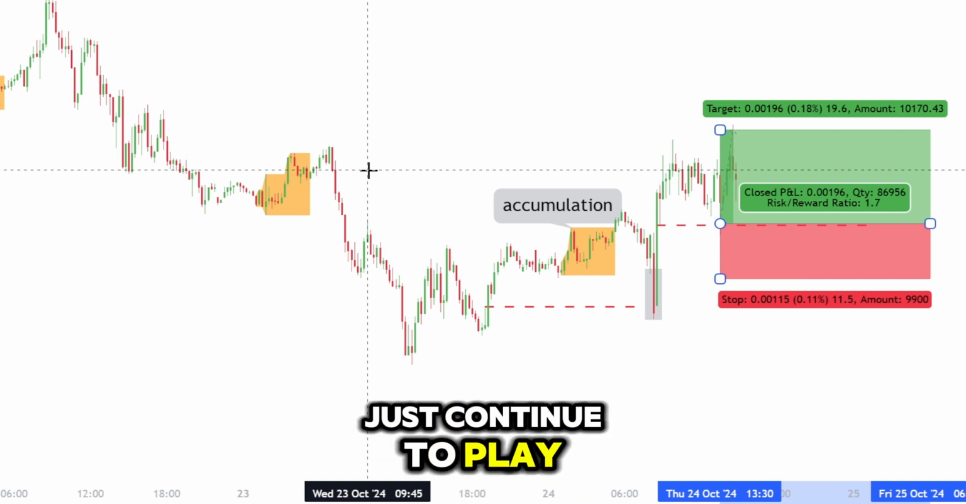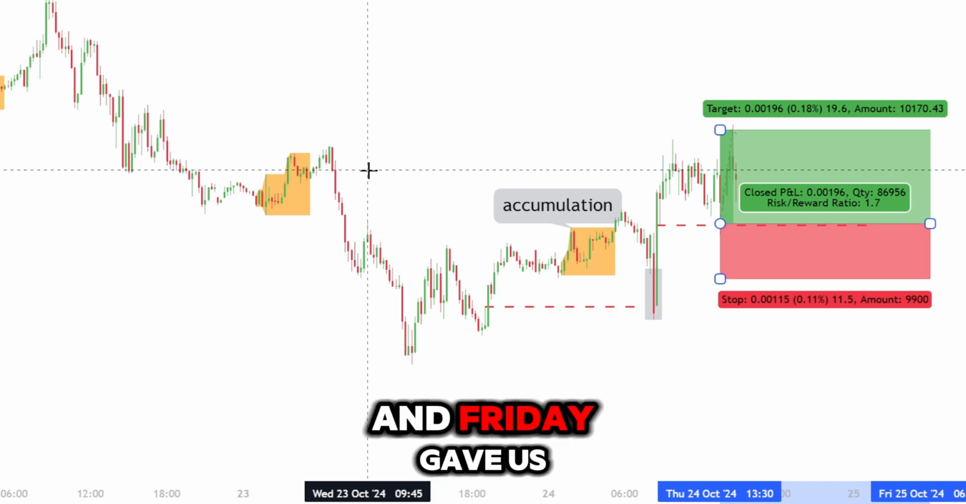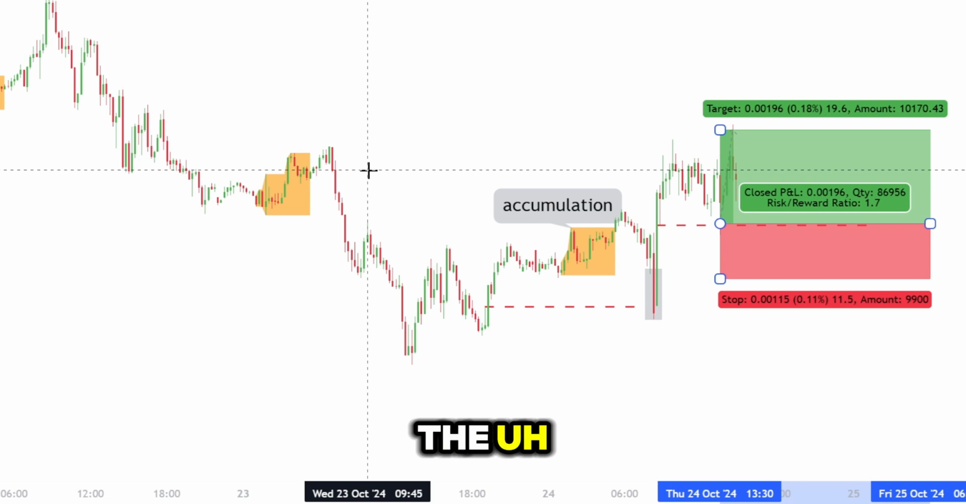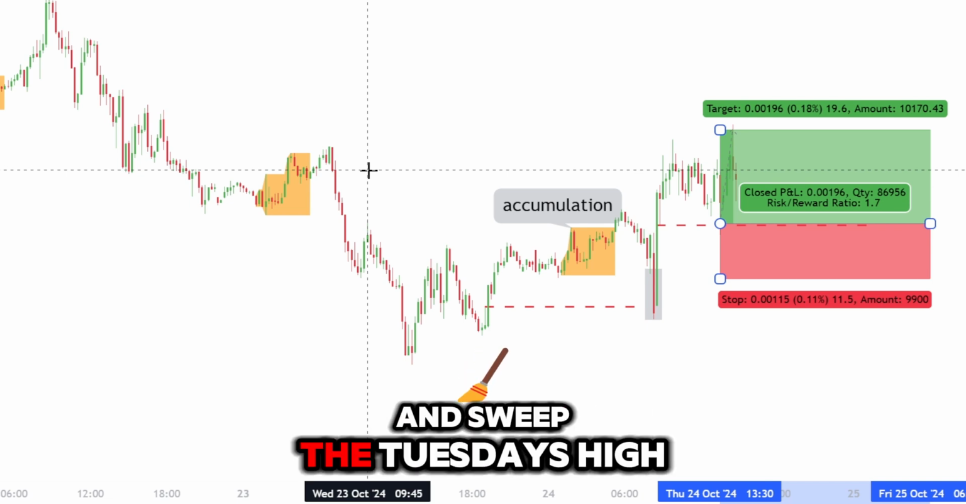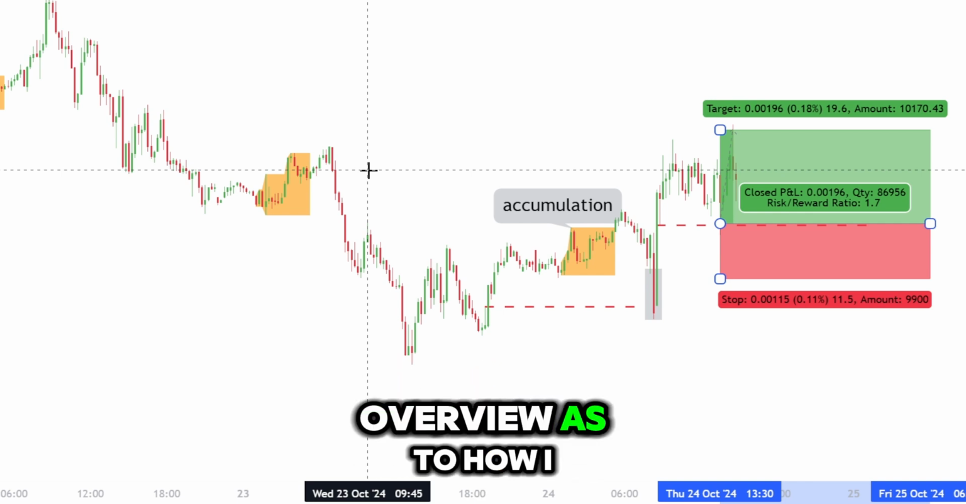So if I just continue to play price on, we're obviously going to rally to the upside, and Friday gave us the target that we were looking for, right? So price did eventually come in and sweep the Tuesday's high the way we've seen, right? So again, this is a quick overview as to how I trade, right?